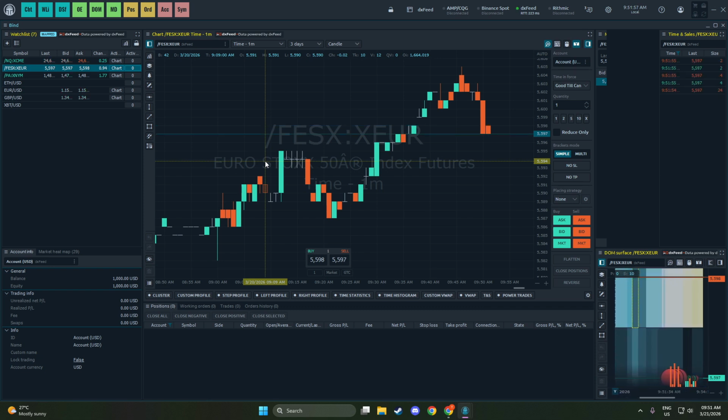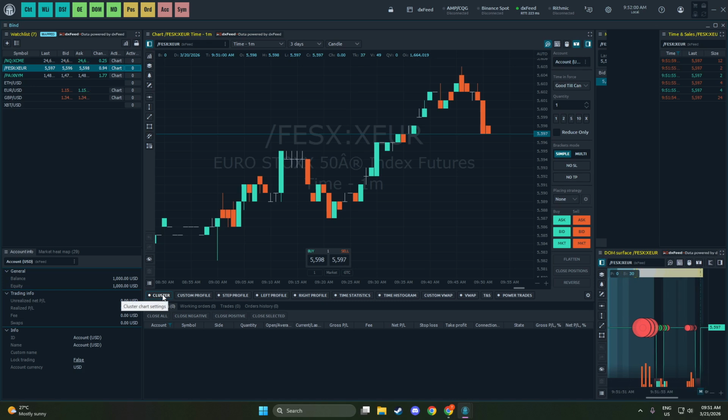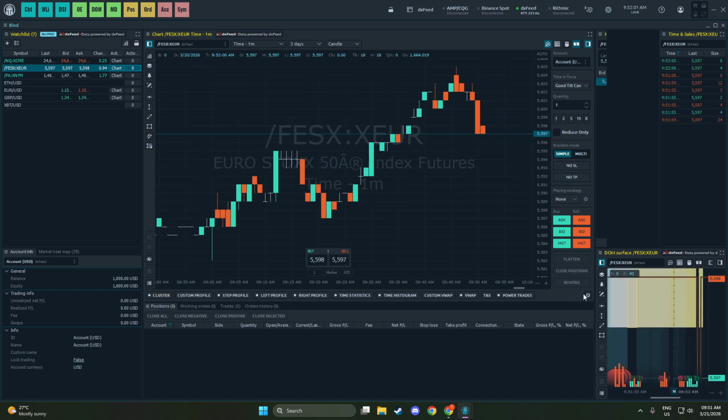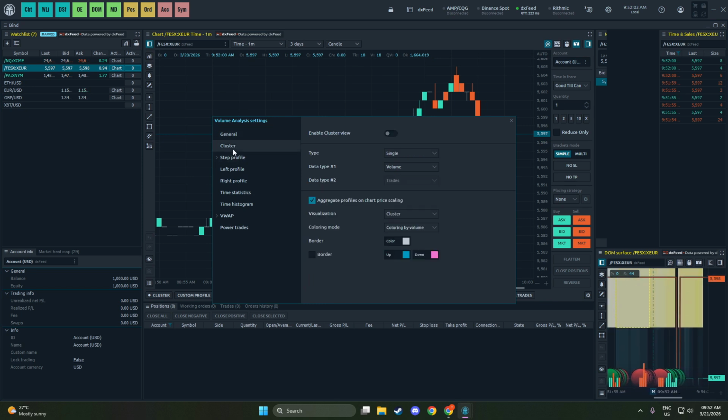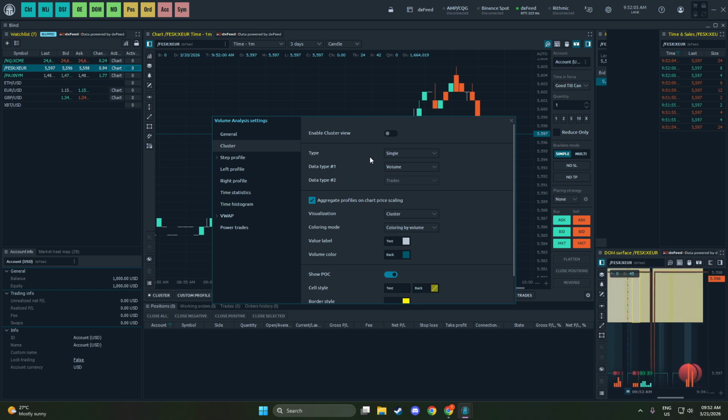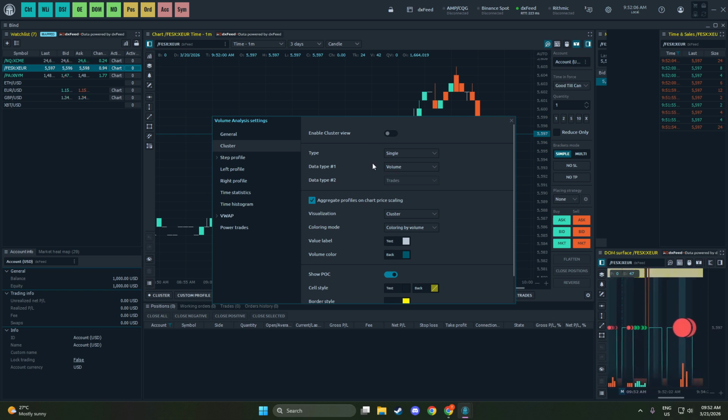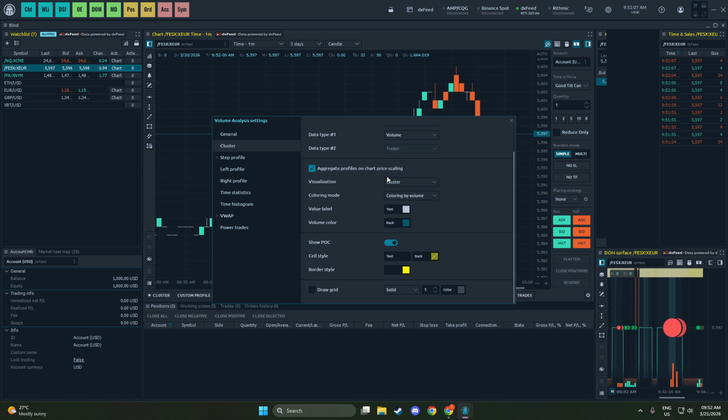Next, look toward the bottom toolbar and open the Volume Analysis toolbar. Click on Cluster. This swaps your standard candles or bars for a footprint-style view, where each bar is broken down by price level. Instead of just seeing where price moved, you'll see how much business actually happened at each price inside the bar.